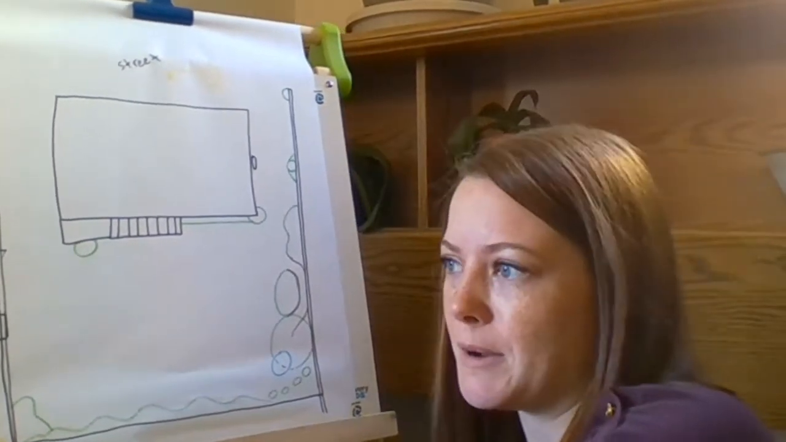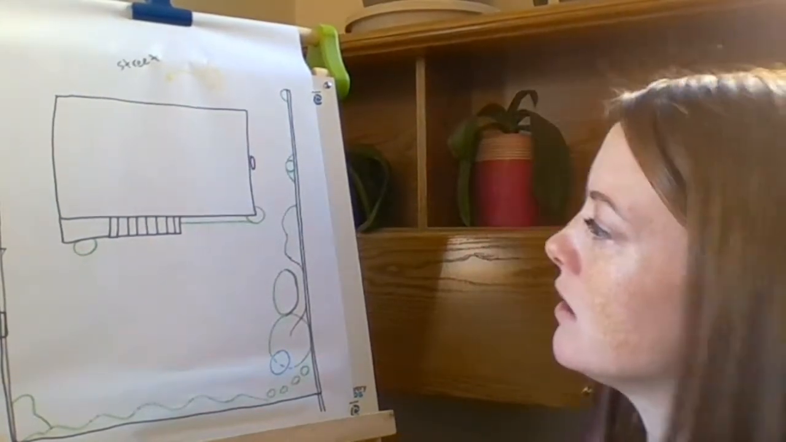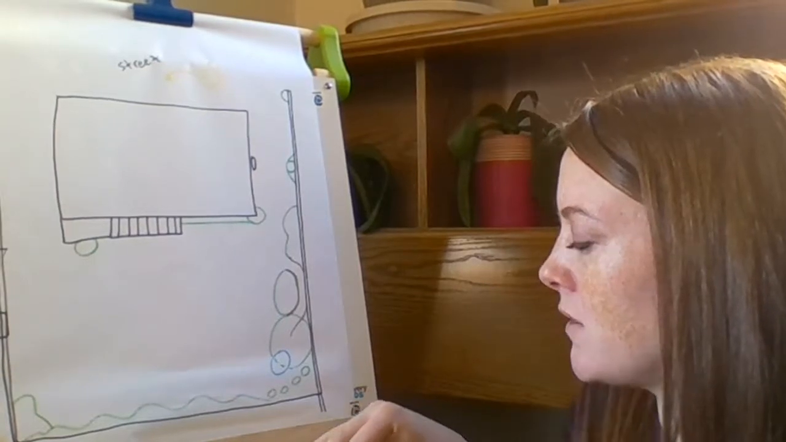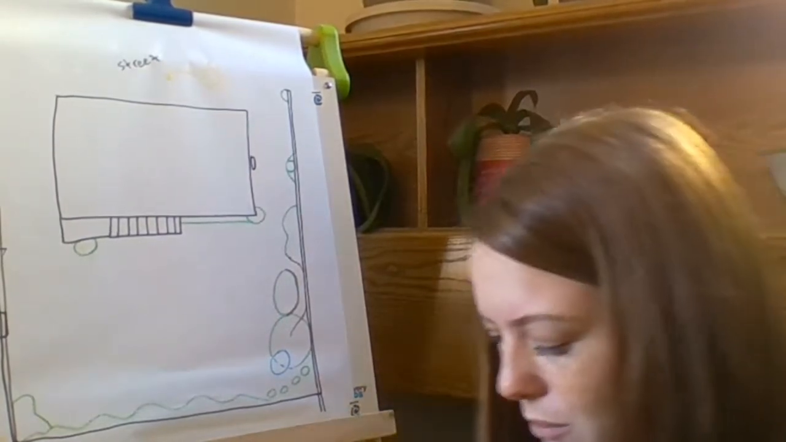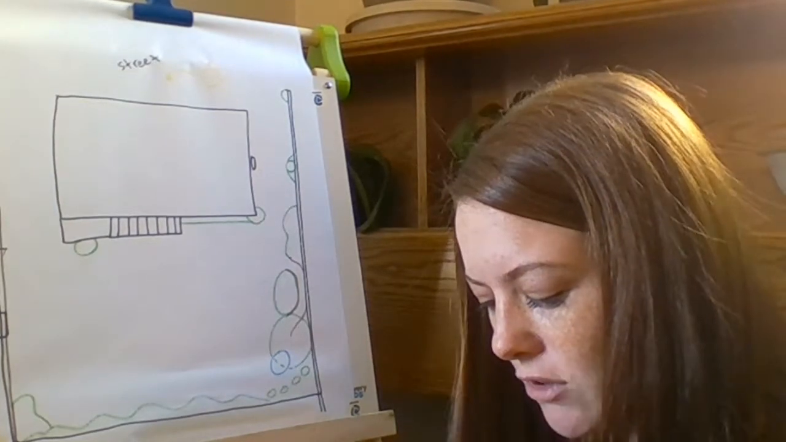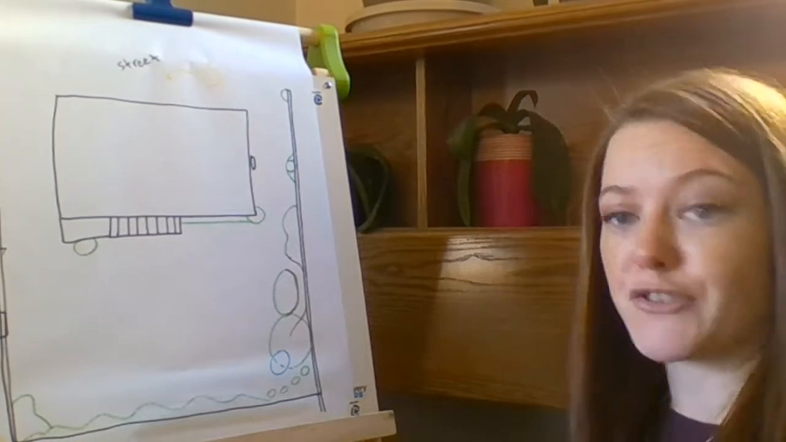And then, let's see, what else do we need? Oh yeah, we're going to talk about slope. So for the slope, I'm just going to choose a different color, one that I haven't already used. We'll try an orange.